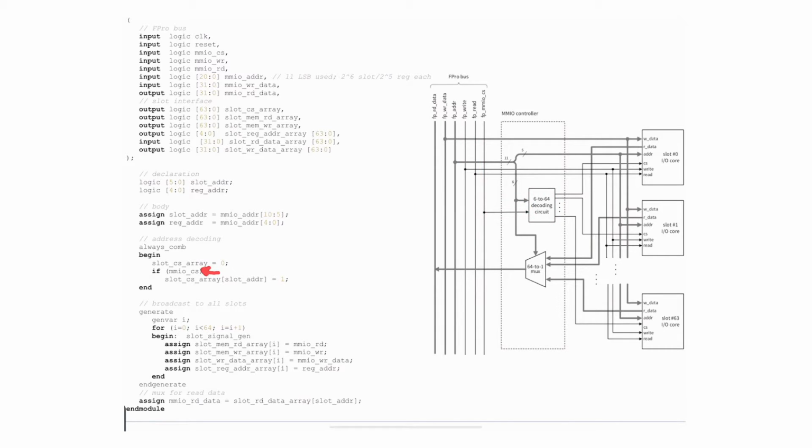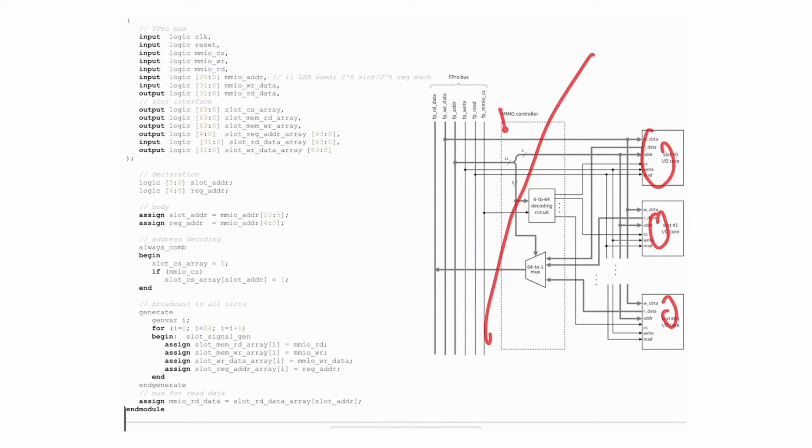The MMIO chip select, as you probably remember, comes from the address that the processor puts. It's one of these bits, and the bridge just confirms it: if you want to use the MMIO controller, or one of the I/O cores, it sets it to 1, and effectively it enables this decoder. If this decoder is enabled, at least one of these I/O cores is active. If it is not enabled, none of the I/O cores is enabled. That means the whole MMIO subsystem is deactivated, and that serves the purpose of the MMIO chip select.